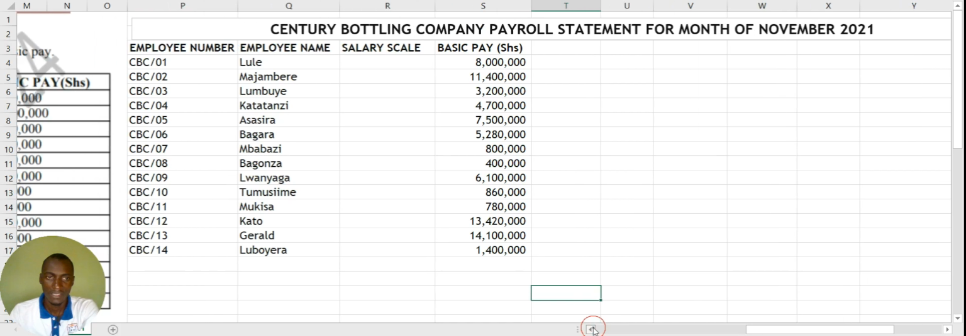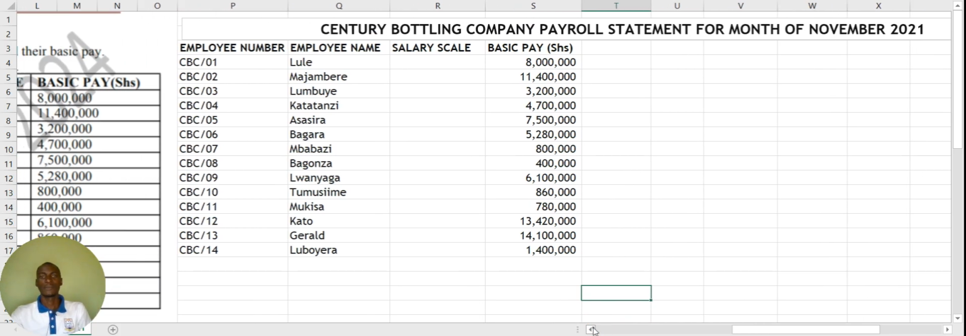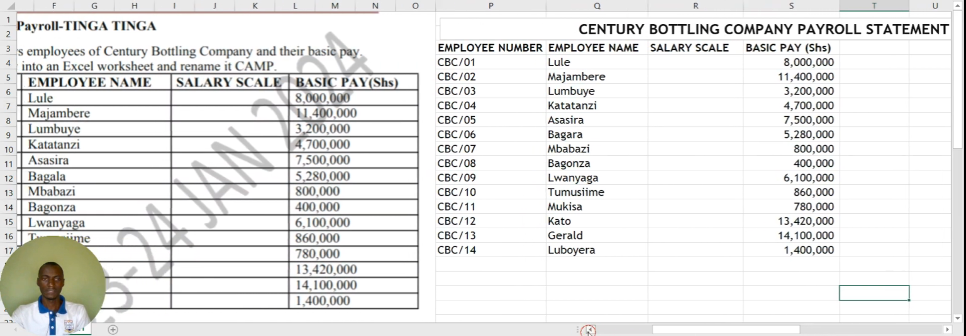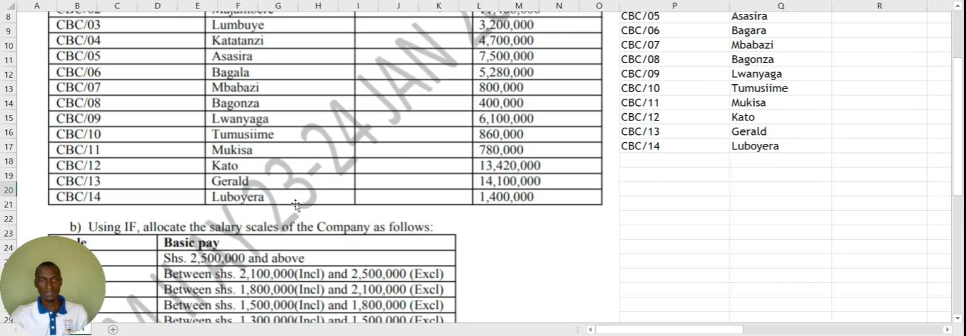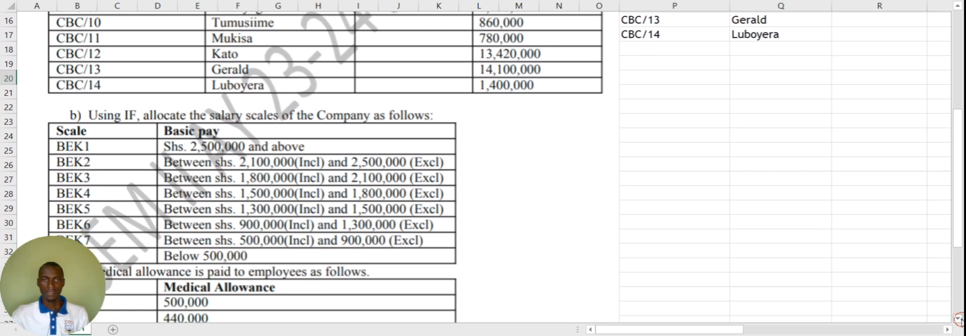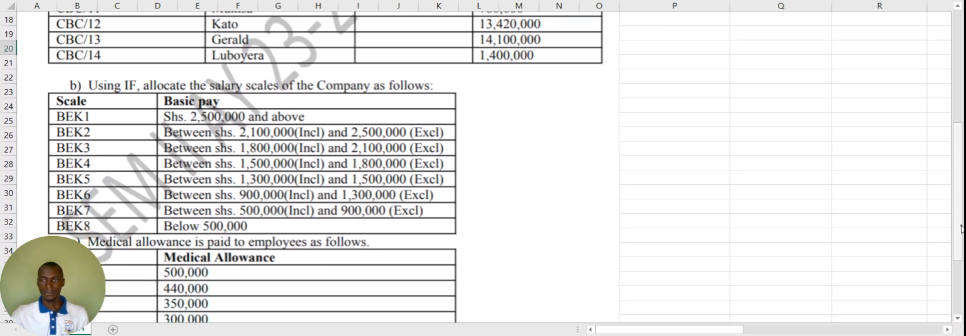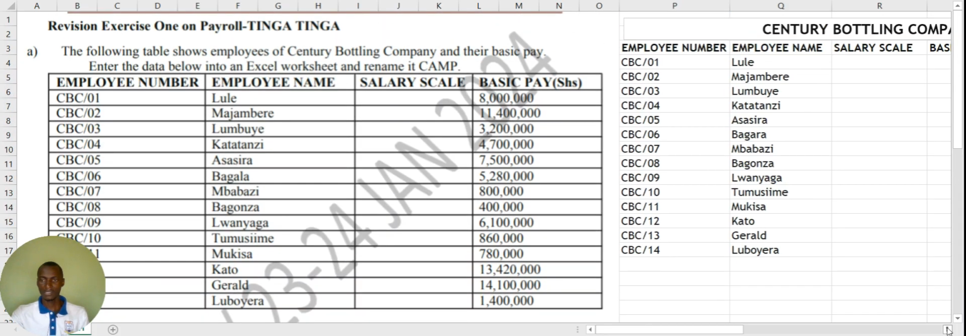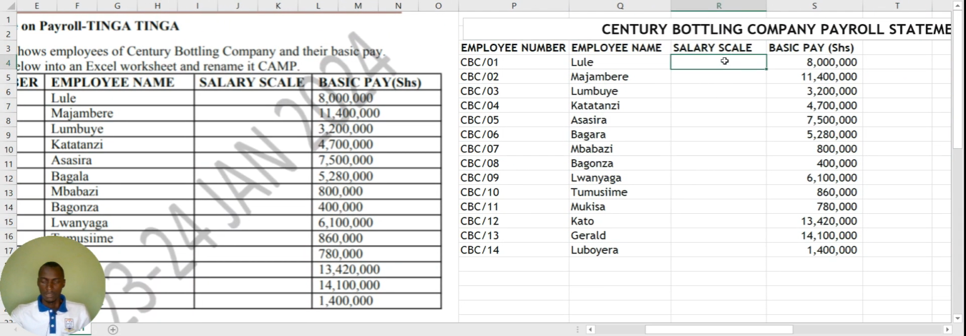As you can see, I have the employee number, the employee name, the salary scale, the basic pays are there. So what next? That is part A. Part B, using IF, allocate the salary scales of the company as follows. So we are going to allocate the salary scales of the company on the basis of the basic pay. So let's see how to do that. So salary scale, I'm going to use the IF to do that.